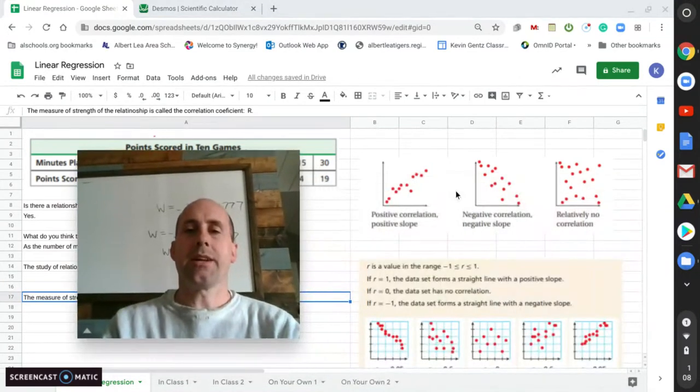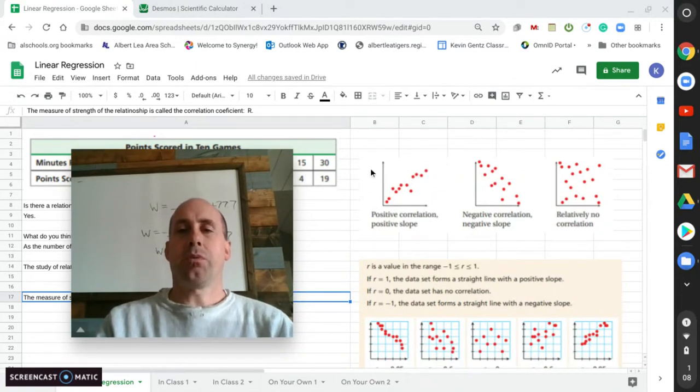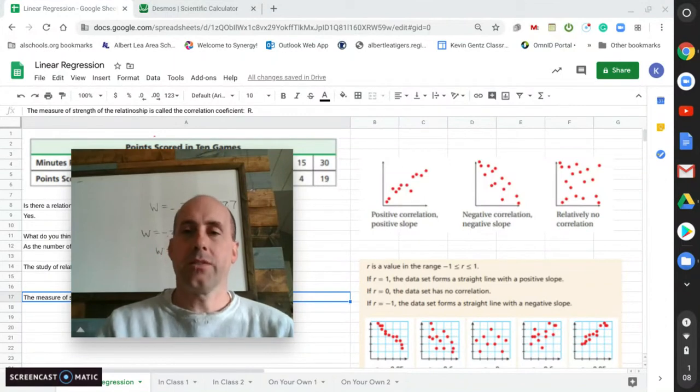Look over here on your right-hand side. This first plot would be a plot of data. We use scatter plots to determine the relationship between data. You can see that as one increases, the other increases, so it has a positive slope. As one goes up, the other goes up. We would say that's a positive correlation.